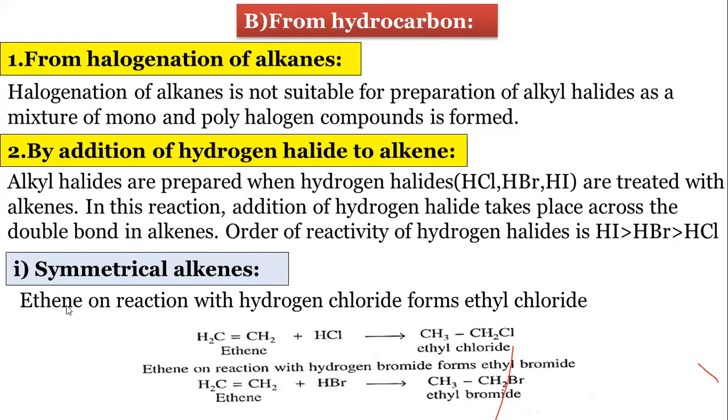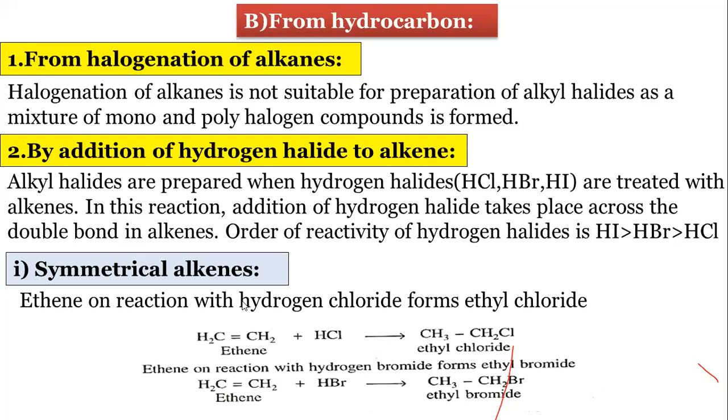One simple example is given here. Ethene reacts with hydrogen chloride to form ethyl chloride. This is a simple addition. One hydrogen is added to this carbon and the chlorine is added to the other carbon across this carbon-carbon double bond, and we get ethyl chloride. Also one example is given below. Ethene plus HBr gives ethyl bromide. Again this is simple addition. Hydrogen can be added to this carbon or this carbon across the double bond, and we get the product ethyl bromide. This is an example of symmetrical alkenes.